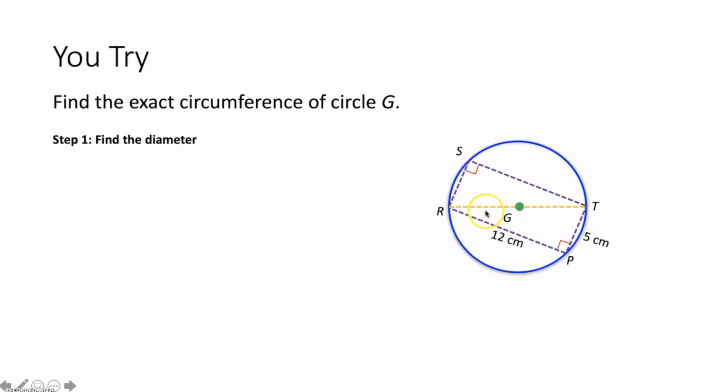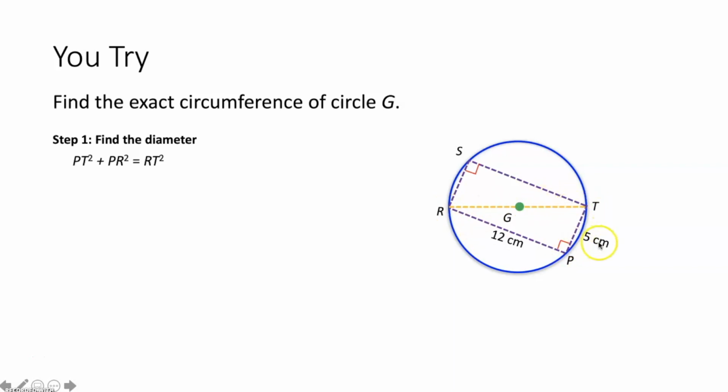Again, I've created a right triangle here where I know two of the legs of the right triangle, the measure of segment PT over here and the measure of segment PR over here. I'm trying to find the length of the hypotenuse, the measure of segment RT. So I use the Pythagorean theorem. PT squared plus PR squared is equal to RT squared.